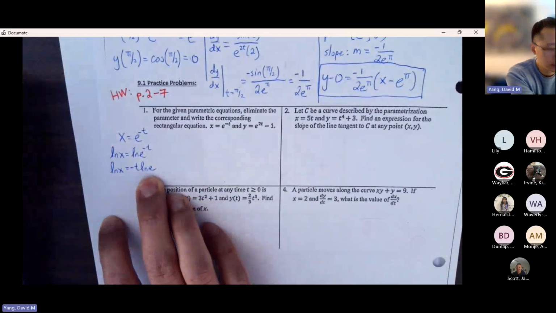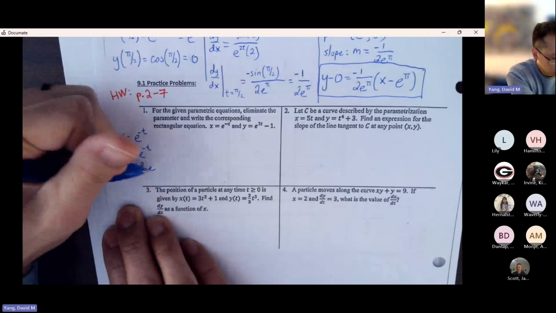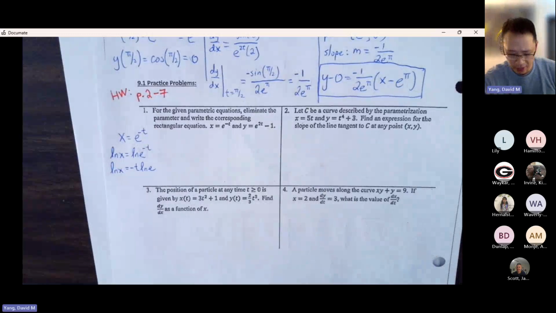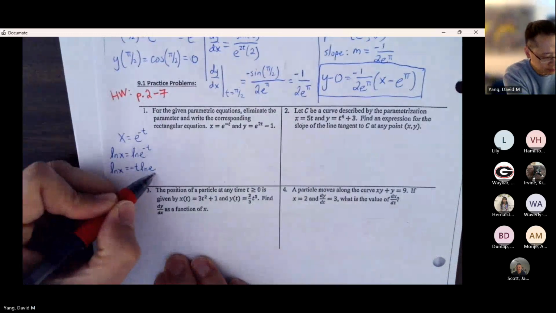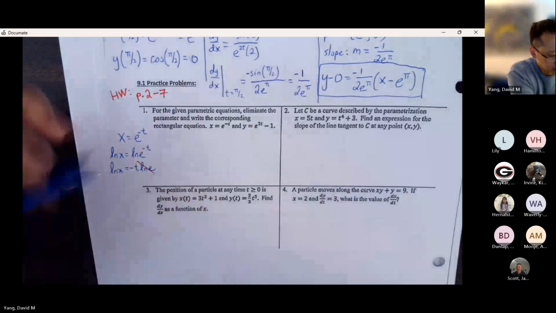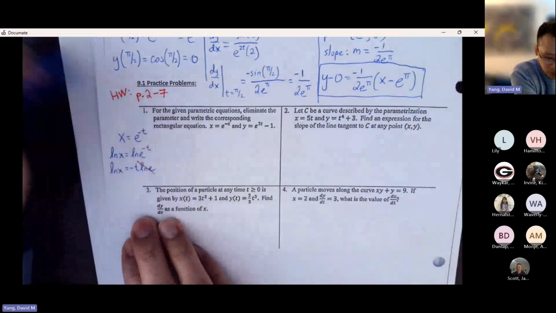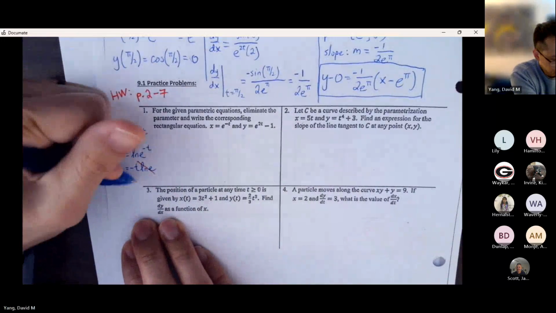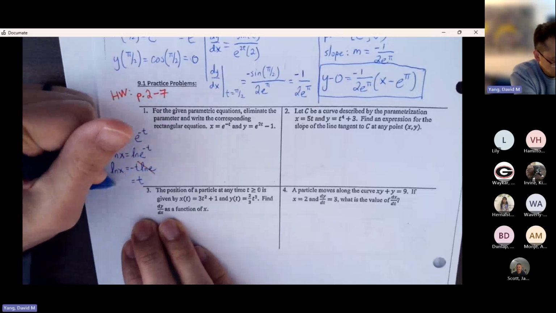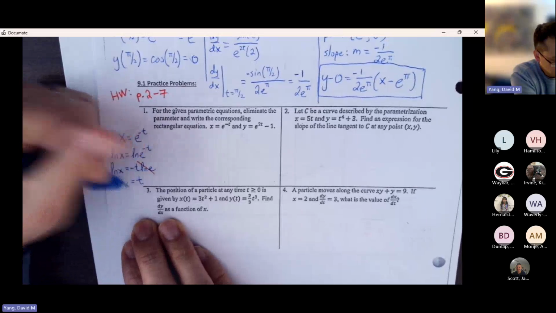Natural log of e is just 1. So negative t equals natural log of x. So t is equal to negative natural log of x.